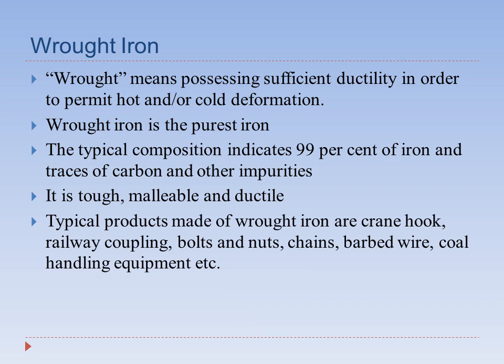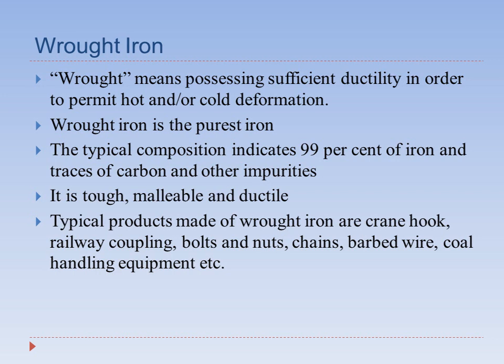The typical products made up of wrought iron are crane hooks. Yes friends, the crane hook which you notice while using a crane, which is used to hold heavy loads, is made up of wrought iron. The railway couplings, bolts and nuts, chains, barbed wire, coal handling equipment, and many more applications are there for this kind of ferrous alloy, that is the wrought iron.